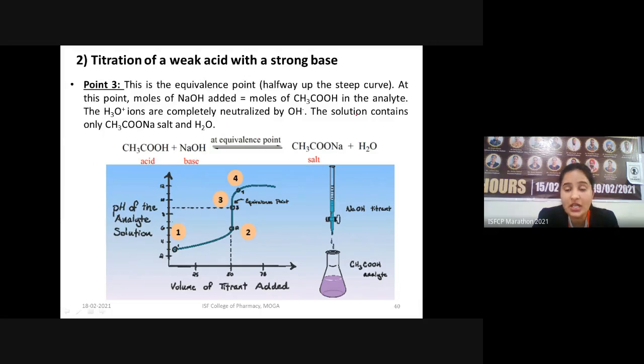Now at the equivalence point, since there are equal numbers of H positive ions and OH negative ions, they have completely neutralized each other to form water. So at the equivalence point, that is point number 3, we will have only water molecules and only salt. Salt is formed by the association of Na positive ions and the acetate ions which have been produced after the dissociation of acetic acid.